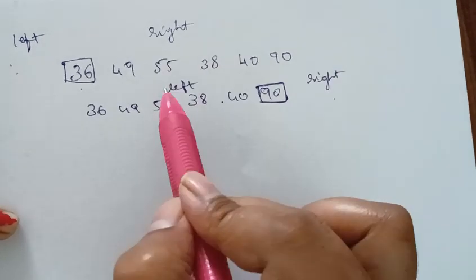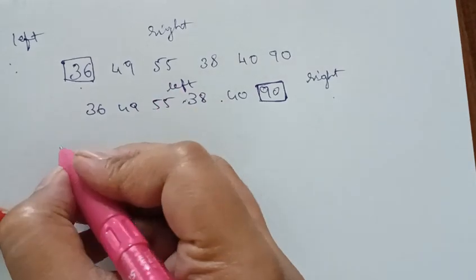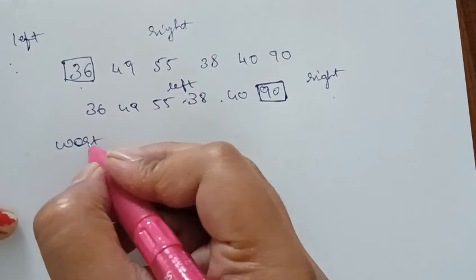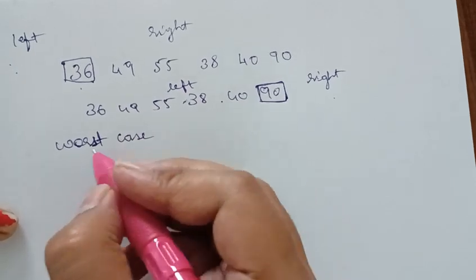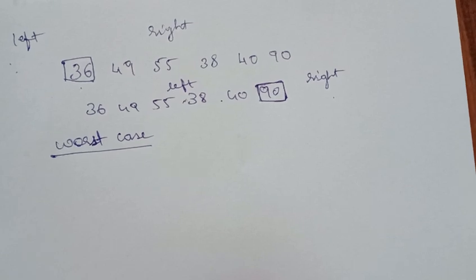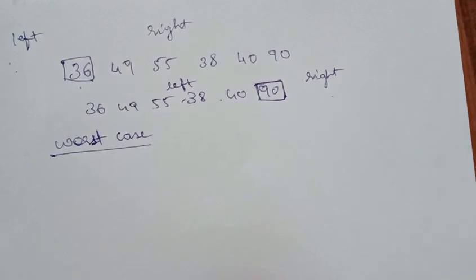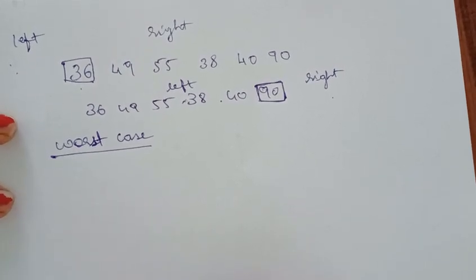If this is the case while solving quicksort, then this will come under worst case efficiency. If either the left or the right part of the array is empty, then that is considered as worst case.